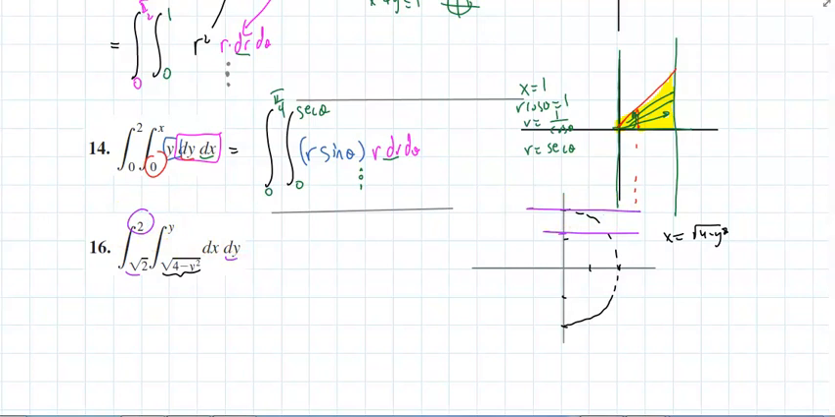And they say x is going to run from this circle to x equal y. They're talking about this region of the graph. So they're really talking about outside of the circle. And what we want is to convert this to x and y.